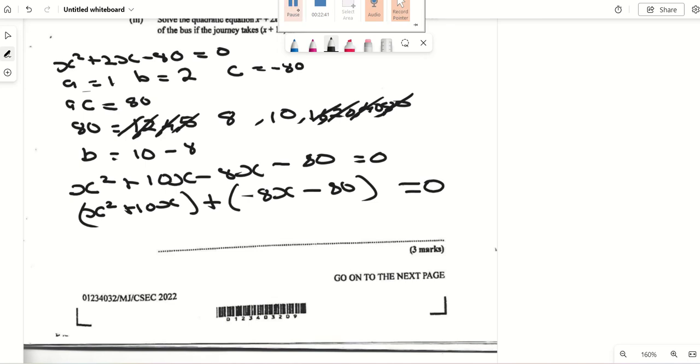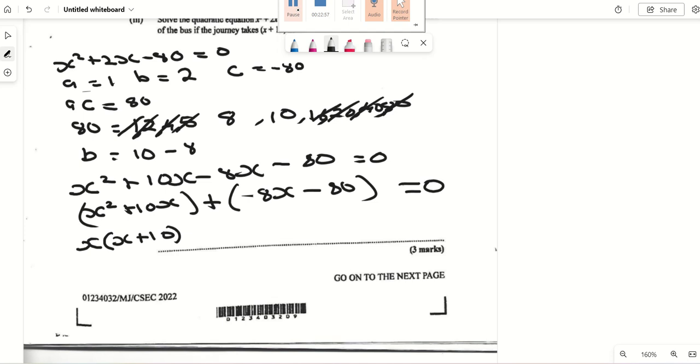Right. So now we're going to factorize. What could go into x squared and 10x at the same time? X. X by what would give you x squared? X by x. And x by what would give you 10x? X by plus 10. Right? So that is your first one.